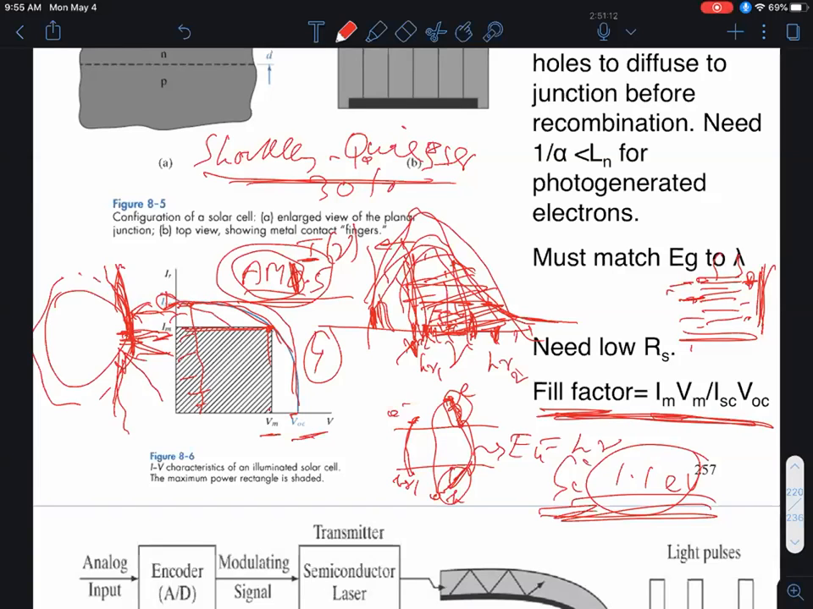Instead, if you had an IV, which is kind of like this, the maximum area rectangle that you can inscribe over the area ISC, VOC, that ratio would be smaller, right? So the more square-like this IV is, the better off you are in terms of a higher fill factor, okay? The more like this, the IV is, the worse off you are. You can't extract as much electrical output power of the solar cell.